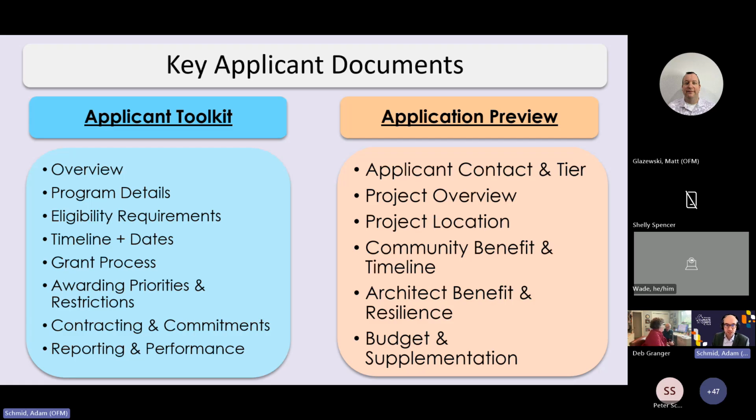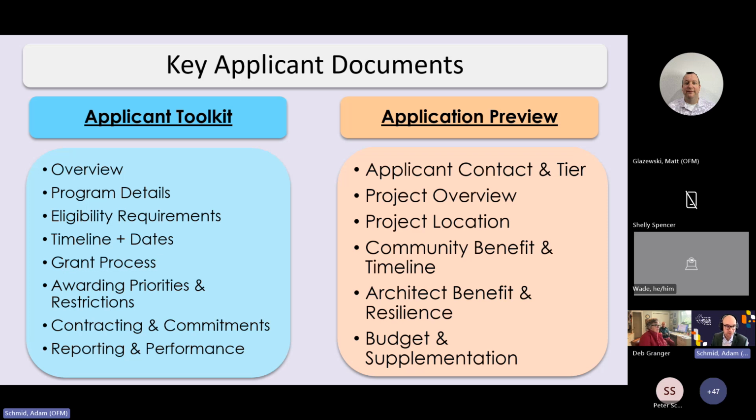Okay, so let's just talk briefly, I want to make sure I outline the key applicant documents. You get the toolkit. It outlines everything we've gone through in the webinar today, including our awarding priorities and restrictions, contracting and commitments, reporting and performance, those things you might want to know before you join.